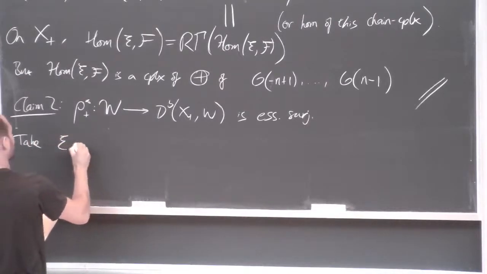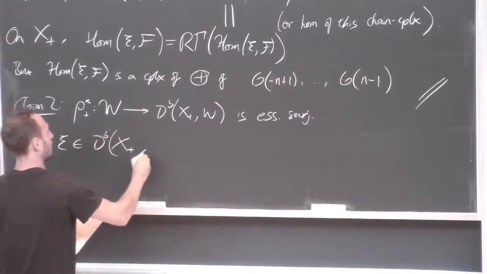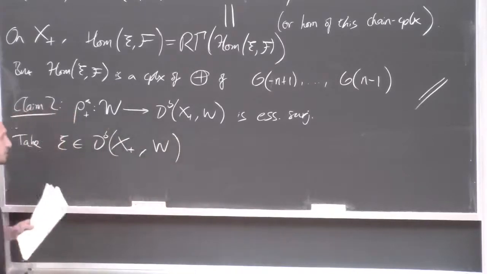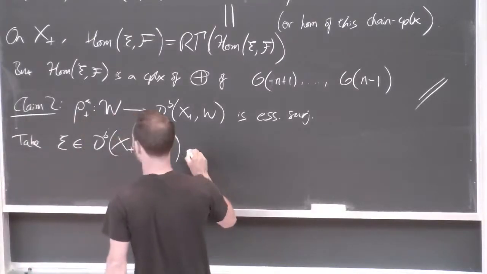So what do I have to do? I take an object, which is a matrix factorization or a curved DG sheaf living on X plus, and I have to show it's in the image of this functor. So I have to show that I can construct something out of these line bundles that restricts and equals E in this category. So here's how you construct such an object.